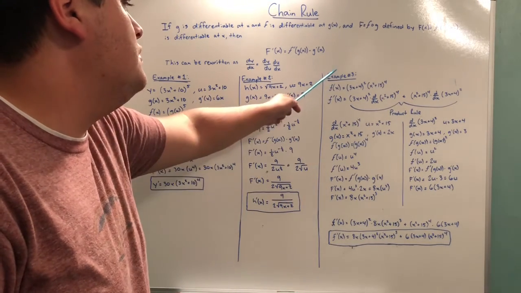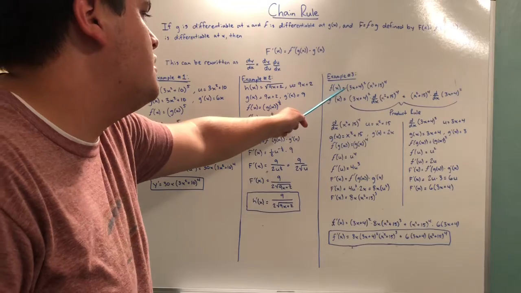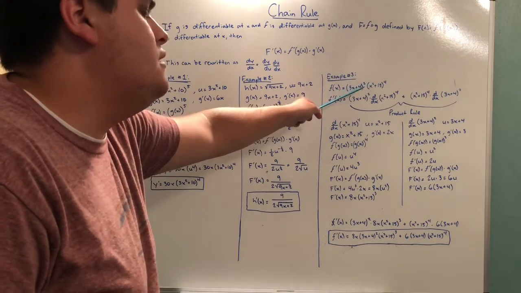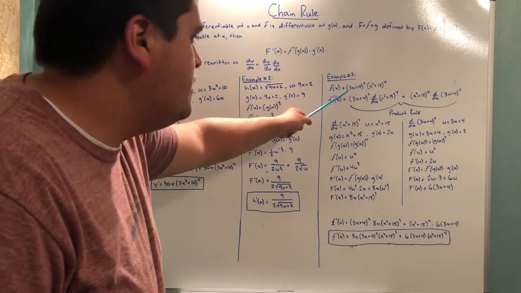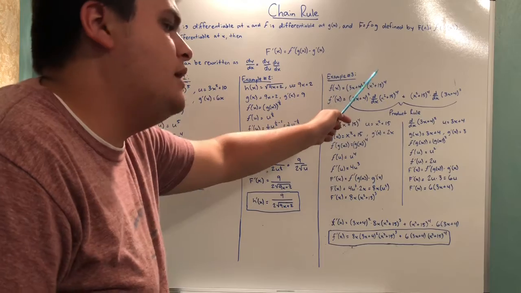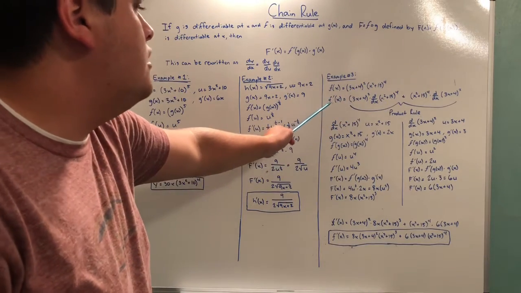For our third example, we have the function f of x is equal to (3x plus 4) squared times (x squared plus 15) to the fourth. We may see right away that there are definitely two functions. However, these functions are each raised to different powers, so the product rule must be used.